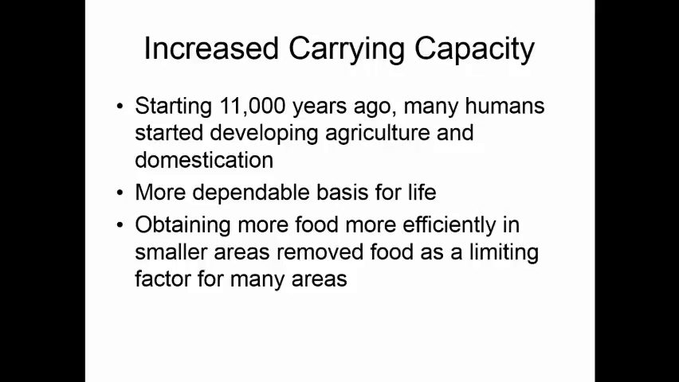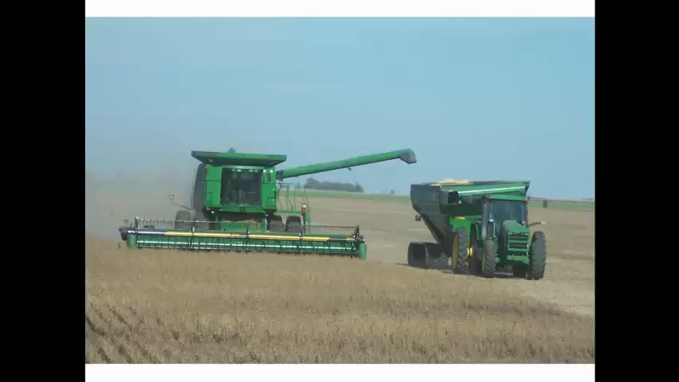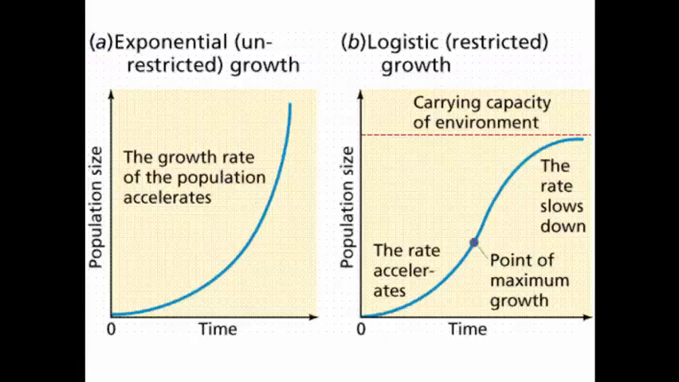Overcoming those limiting factors gave a more dependable basis for life, obtaining more food more efficiently. Smaller areas removed food as a limiting factor for many of those areas, and it made it so that our populations could grow a lot more than what they had been. So we started basically living this idea of exponential, unrestricted growth. Our population slowly increased, and then once we started overcoming these factors, our population just kept on skyrocketing to the point where we had no basic carrying capacity.